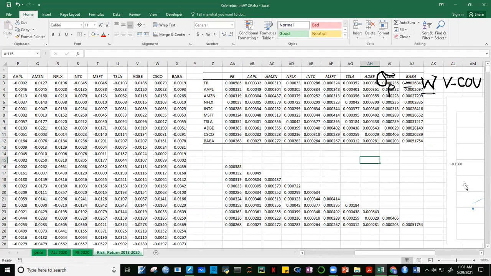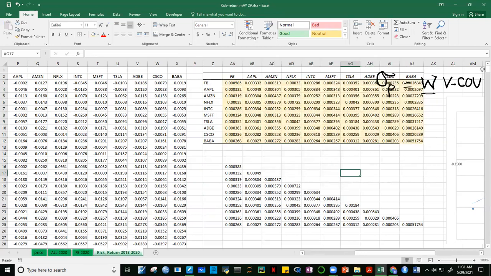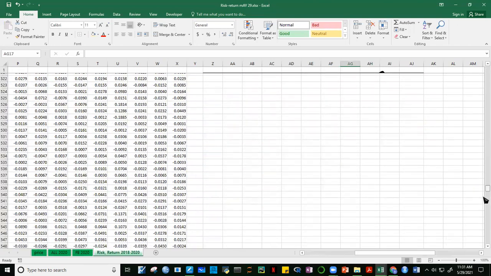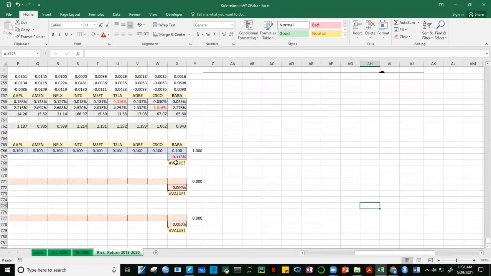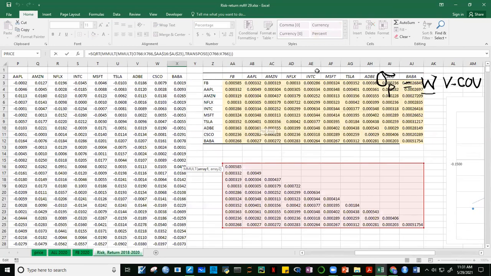Okay, so we can now compute for the risk, no? We can now compute for the risk. Ito yung gagamitin natin. Ito yung variance covariance natin. Okay? So this is the variance covariance matrix. So linagay ko na yung formula dito, no? Linagay ko na yung formula. So it's M mult. What's this? This is your weight matrix, ito. Tapos this is your variance covariance matrix yung nasa taas. No?